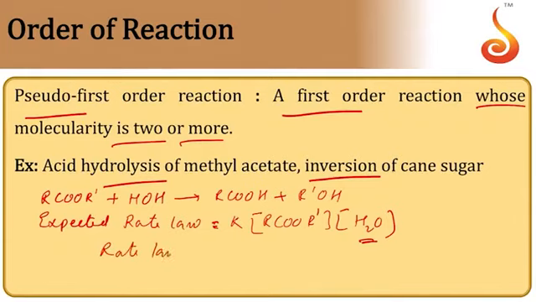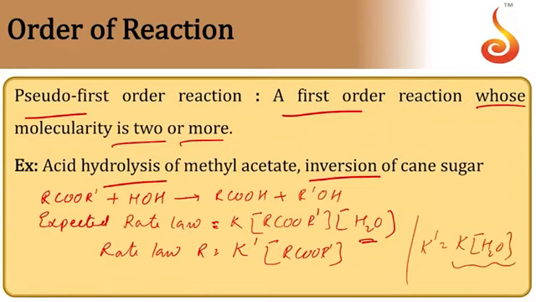is given by K dash into concentration of ester. Here K dash will be equal to K into concentration of H2O. So this will be another constant because you are taking excess of the water, the concentration will be 55.5 molar. So this always remains constant.